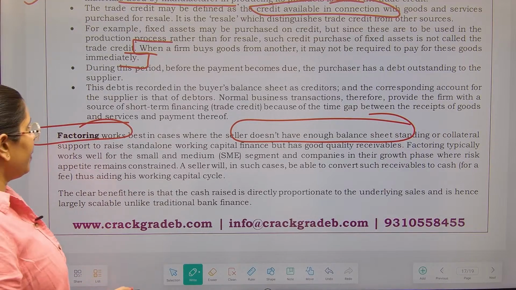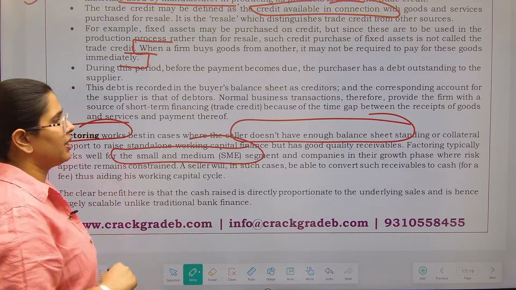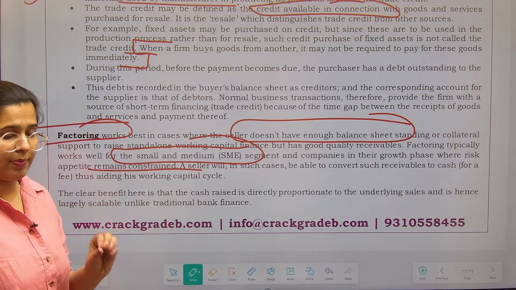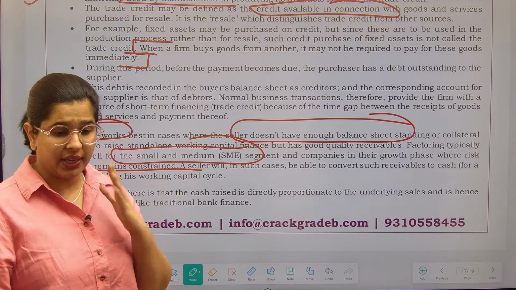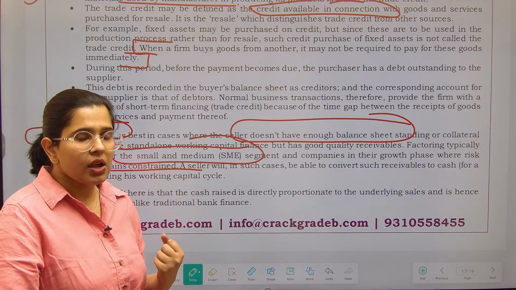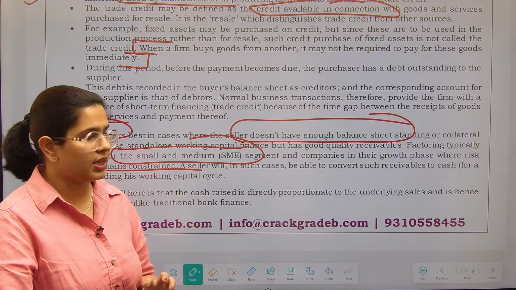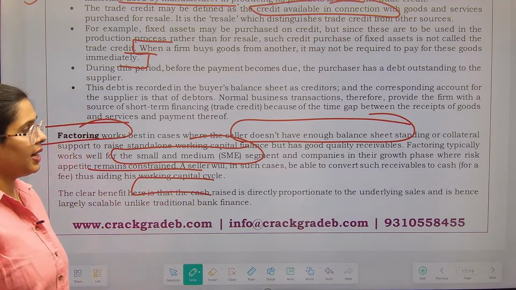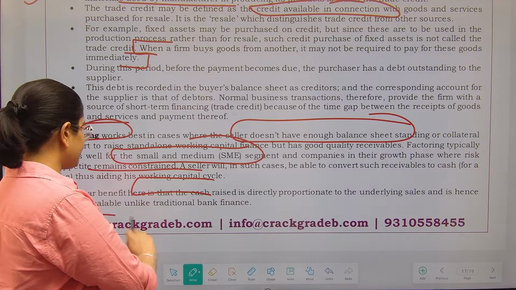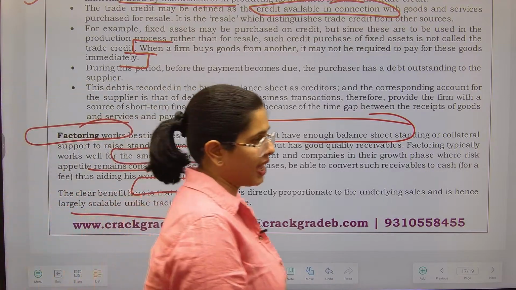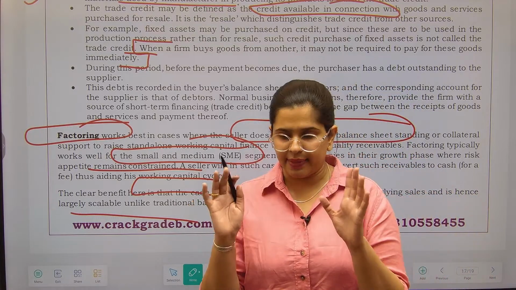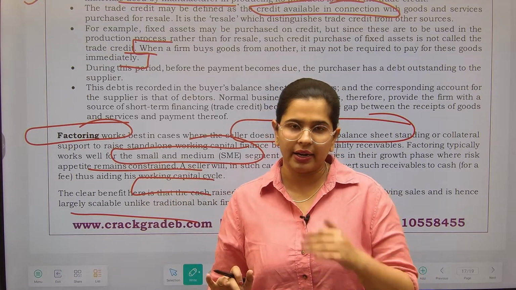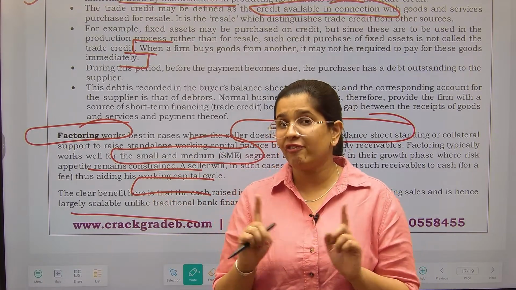So over here, factoring typically works well for small and medium segment companies in their growth phase where the risk appetite is very limited, right? So what do we want? That there should be efficient debtor management so that we can recover whatever amount of goods we have given on credit. If we are able to recover it well, the clear benefit is that the cash raised is directly proportional to the underlying sales and is hence largely scalable, unlike any traditional bank finance. So I can tell my factor that I have made sales of 10 lakh rupees. Now take this invoice, recover it, and meanwhile give me the funds on behalf of this invoice.